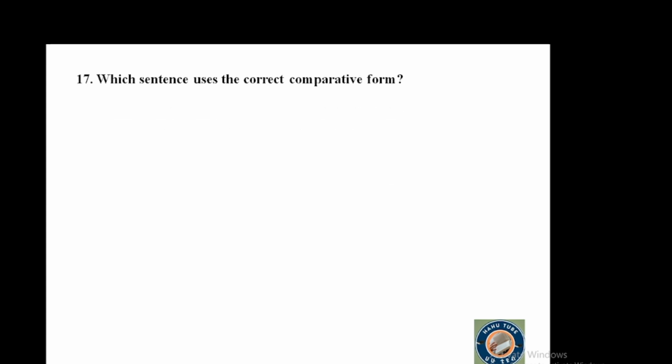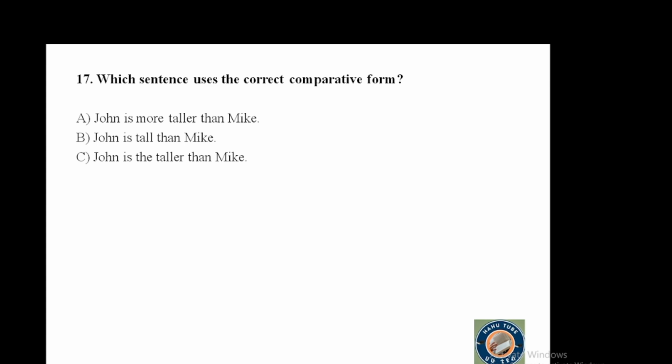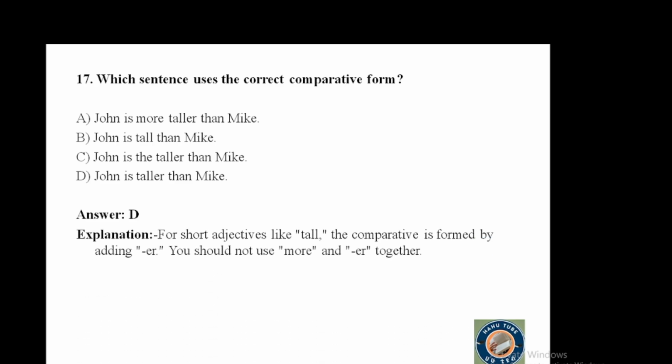Question number 17. Which sentence uses the correct comparative form? A. John is more taller than Mike. B. John is taller than Mike. C. John is the taller than Mike. D. John is taller than Mike. The answer is: John is taller than Mike. For short adjectives like tall, the comparative is formed by adding -er. You should not use more and -er together.